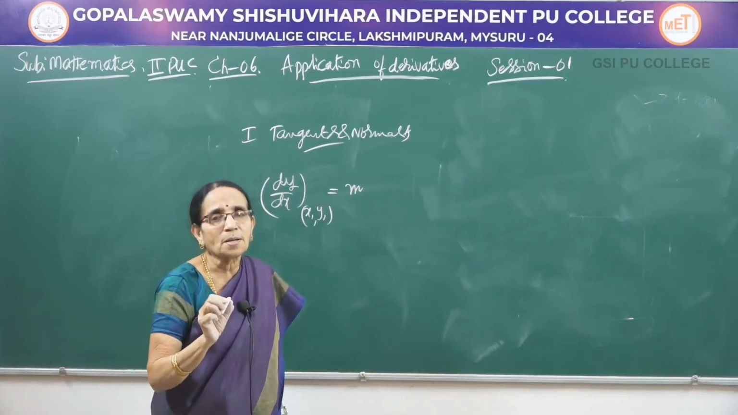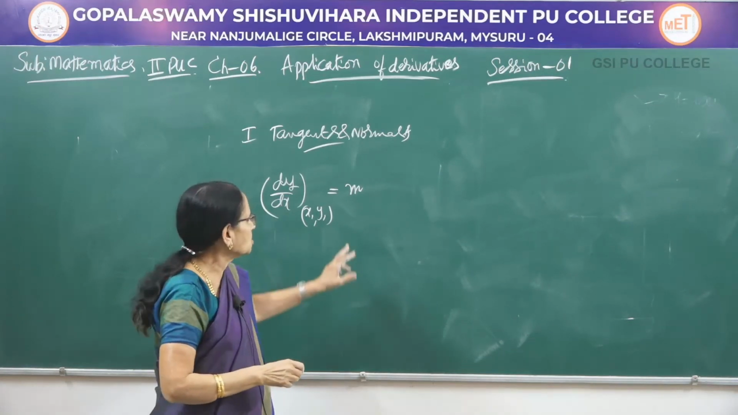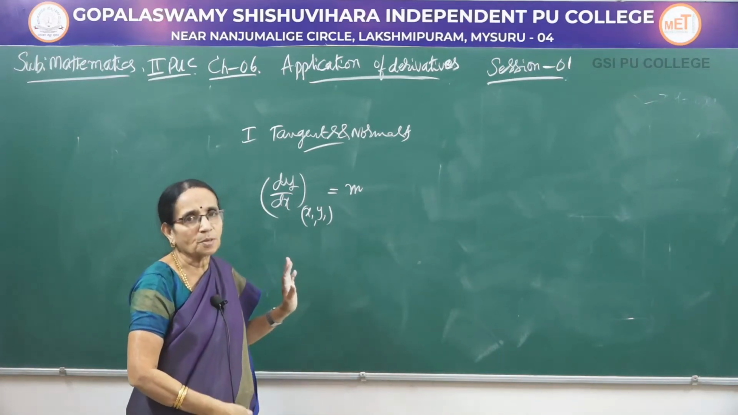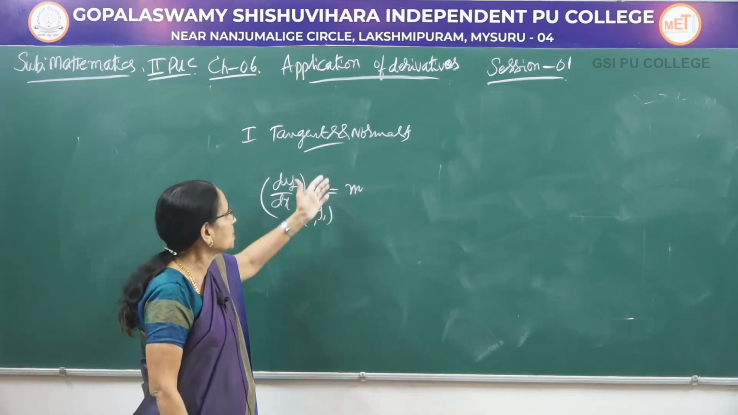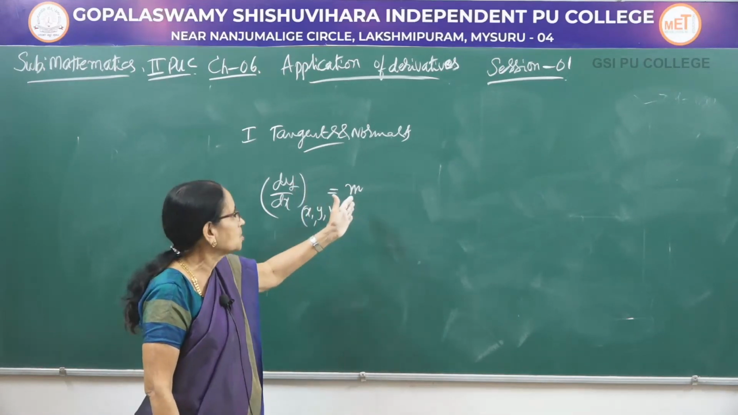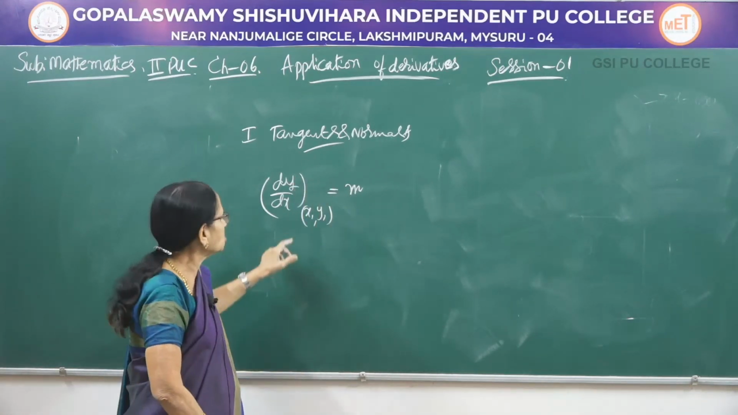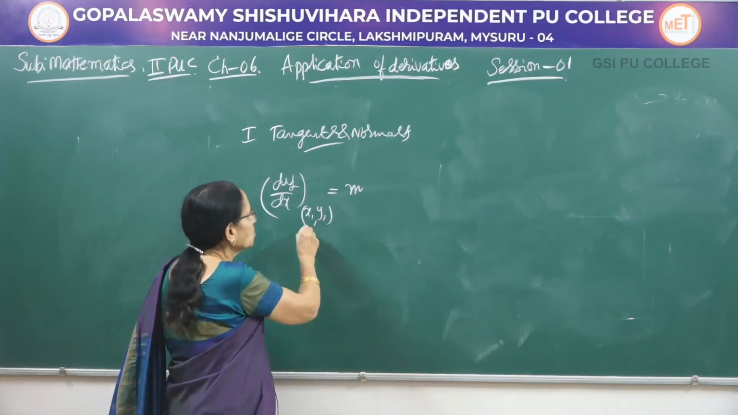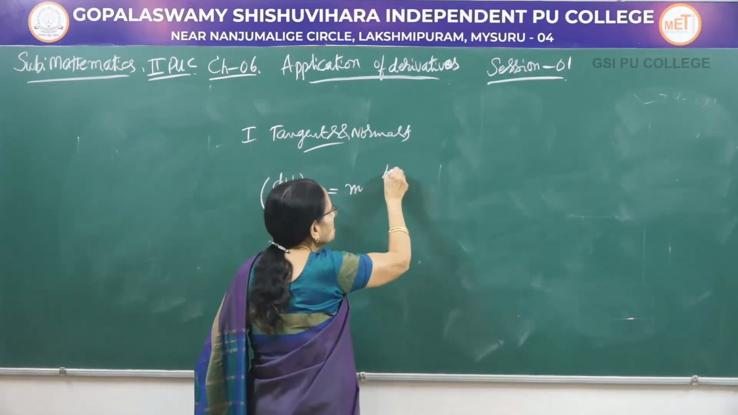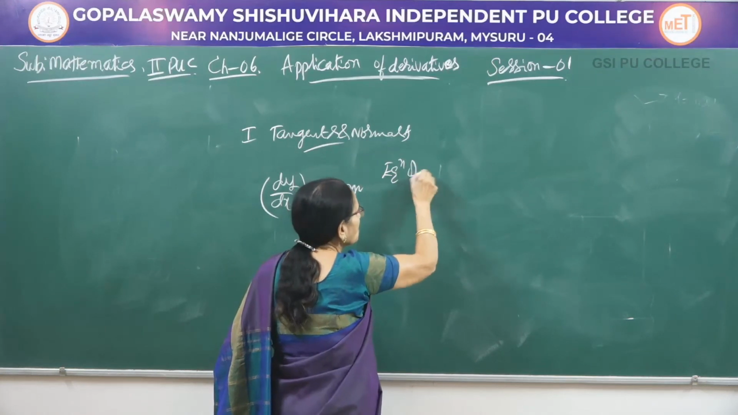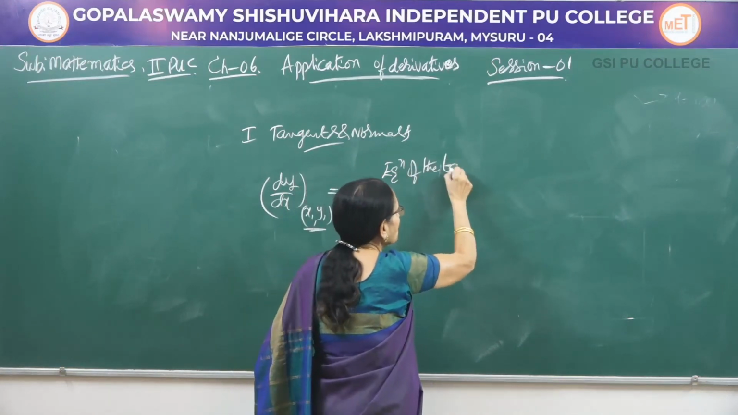And what is the standard notation? It is small letter m. This always denotes the slope of a line generally. Here we are discussing the tangent, so it gives the slope of the tangent. So, we know the slope here, we know the point here, and what is the equation of the tangent?